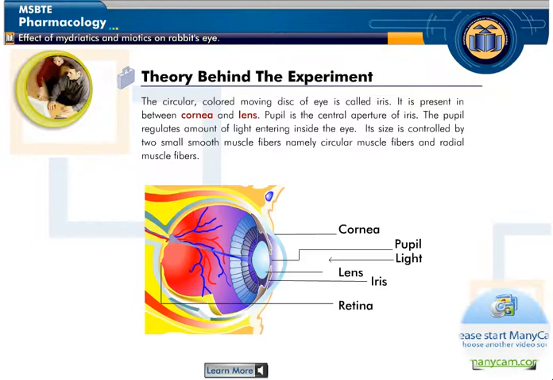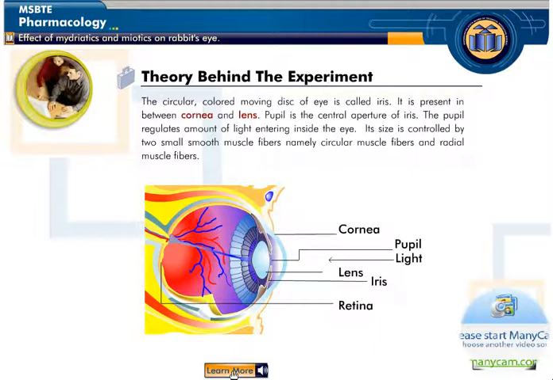The circular, colored moving disc of the eye is called the iris. It is present between the cornea and the lens. The pupil is the central aperture of the iris. The pupil regulates the amount of light entering the eye. Its size is controlled by two small smooth muscle fibers, namely circular muscle fibers and radial muscle fibers. The iris consists of circular and radial smooth muscle fibers. The iris regulates the amount of light entering through the pupil.